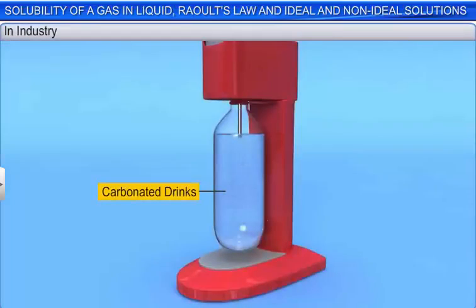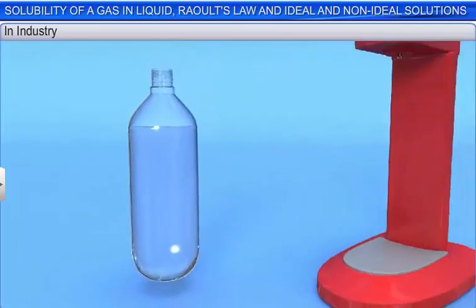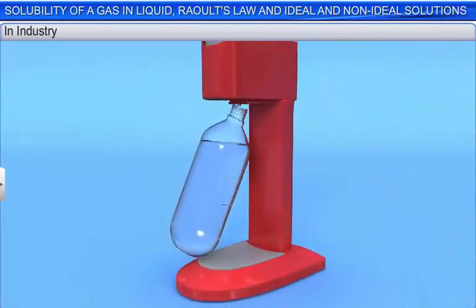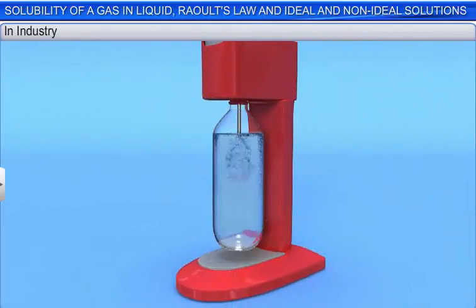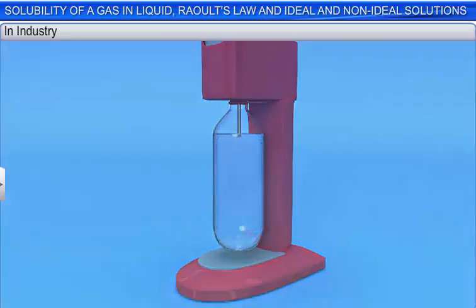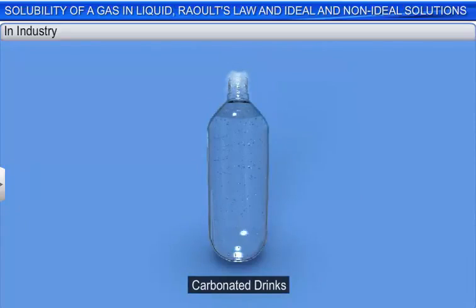Carbonated drinks are packed under high pressure of carbon dioxide, some of which gets dissolved in the beverage. When the bottle is opened, the partial pressure of carbon dioxide above the solution drops. As a result, some of the dissolved carbon dioxide comes out of the solution as bubbles.